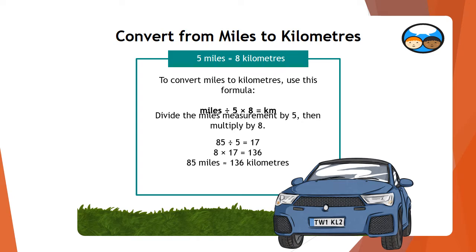So say for example we were trying to convert 85 miles into kilometres. We would do 85 divided by 5. Remember those skills that we learned at the start of the lesson? You can divide it by 10 and double it. Dividing it by 10 would give us 8.5, and when we double it, we get 17. Then 8 times 17, which equals 136, and we can use our written method to help us solve that.